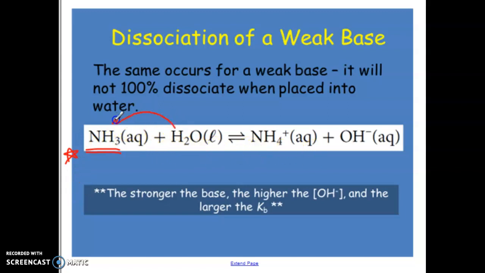Remember that bases are proton acceptors. So here NH3 has become an ammonium ion, NH4+, and our water has become hydroxide. So the exact same thing here happens.